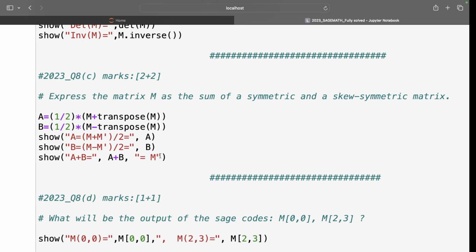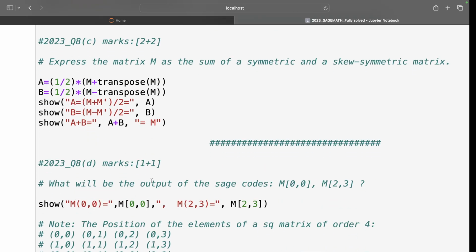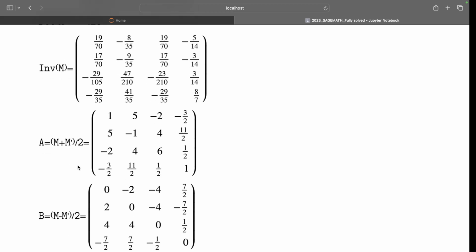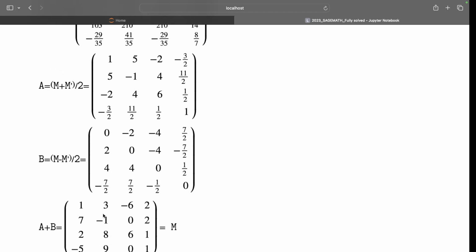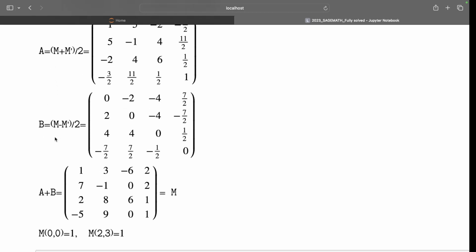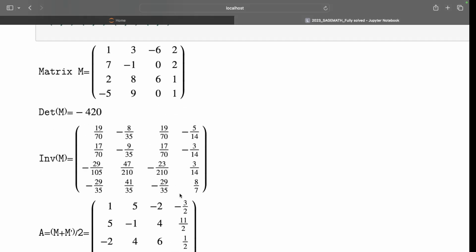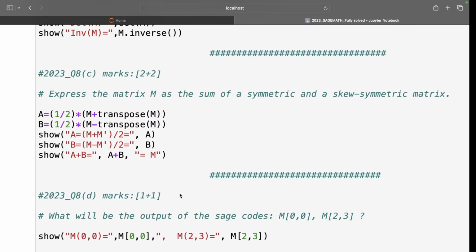Actually, this is the M. So the output of 8c is this. A equal to (M plus M dash) by 2, where M dash means the transpose of M. We get this. B is (M minus M dash) by 2. And if we add A plus B, we get this, and this is equal to the original matrix M.